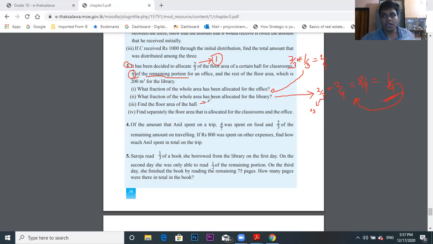Find the floor area of the whole. So 1/9 is how much?